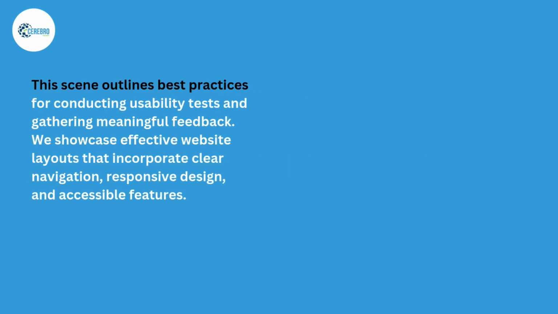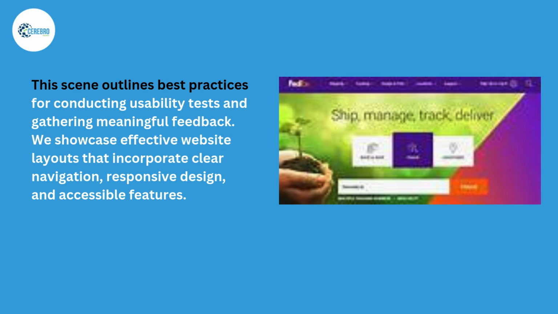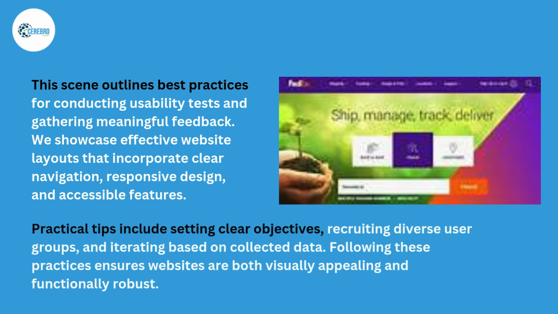This scene outlines best practices for conducting usability tests and gathering meaningful feedback. We showcase screenshots of effective website layouts that incorporate clear navigation, responsive design, and accessible features. Alongside, we discuss practical tips such as setting clear objectives, recruiting diverse user groups, and iterating based on collected data. These real-life examples and visual references underscore the value of a disciplined approach to usability testing.